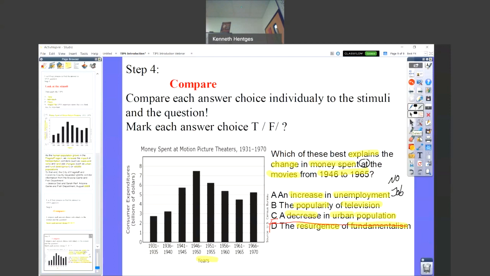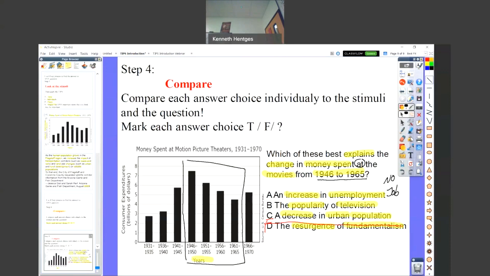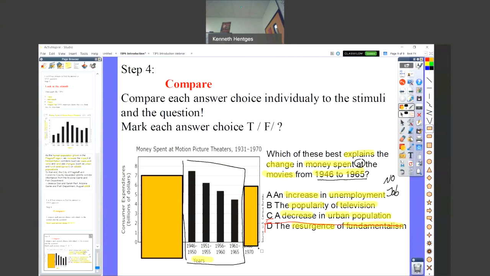Which ones do you need and which ones don't you need? Well, because the question says 1946 to 1965, so therefore, these are the only ones we need. We do not need these, and we do not need that one. So those are the only 4 we need.